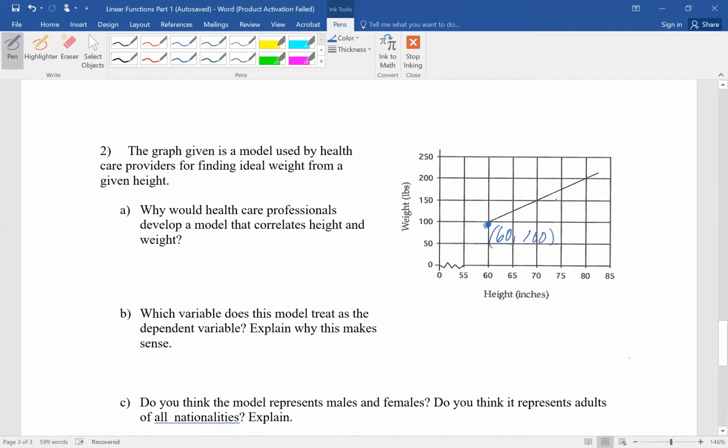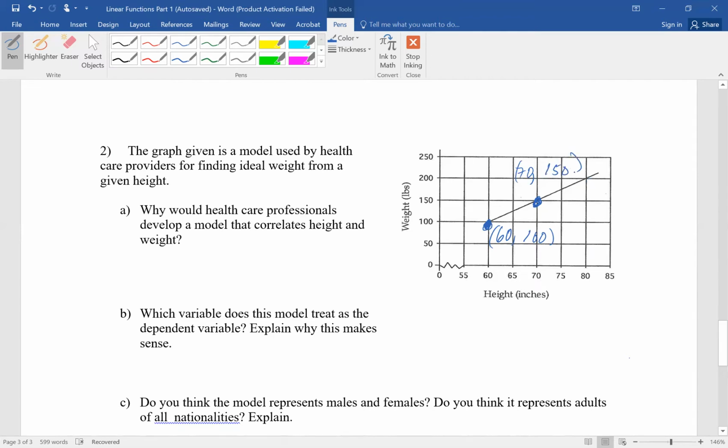And pick another nice spot. I always try to do that. You could do up here. I can do in the middle here too at 70. So always pick two nice spots. And I could have picked the other one too. It's all dependent on personal choice. We'll call that one 70 comma 150.